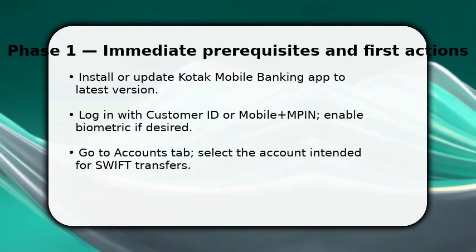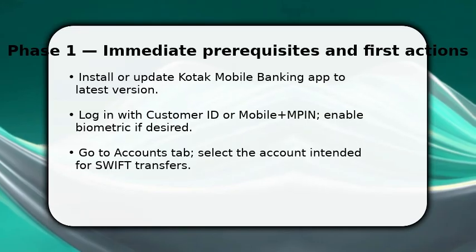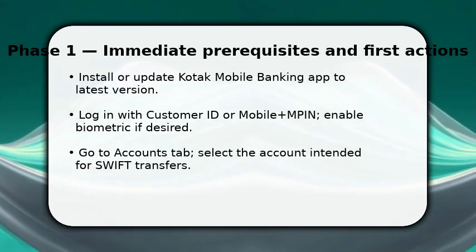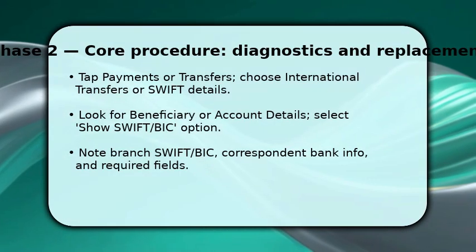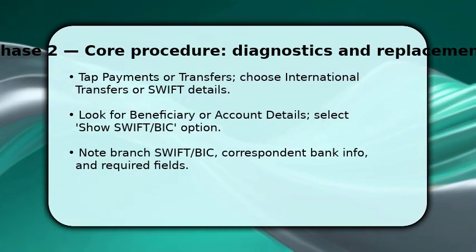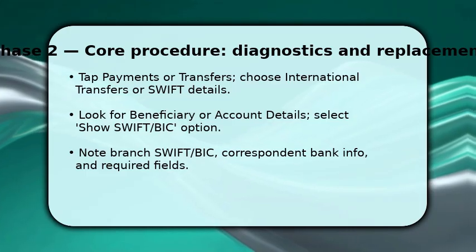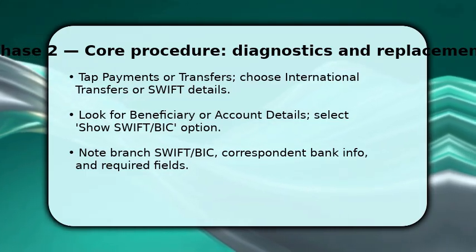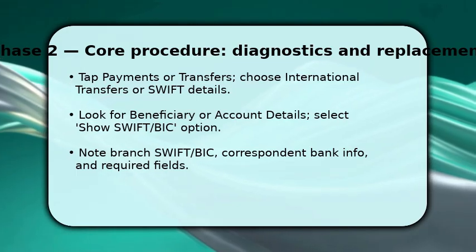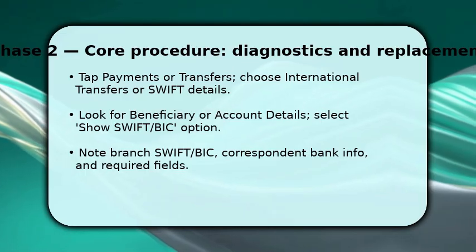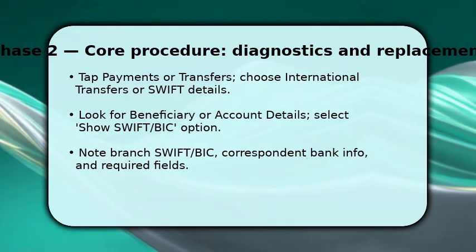Because SWIFT requires a specific account and branch, verify the account nickname and IFSC shown before you proceed to the payments area. Once done with account selection, go to Payments, then International Transfers, or the SWIFT/BIC Details section. This is where the bank exposes the branch routing code. You should tap into Beneficiary or Account Details and choose Show SWIFT/BIC. The app often hides it behind an info button.